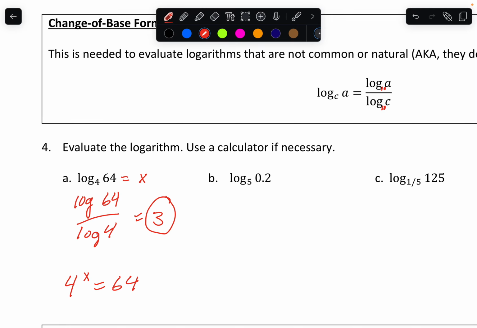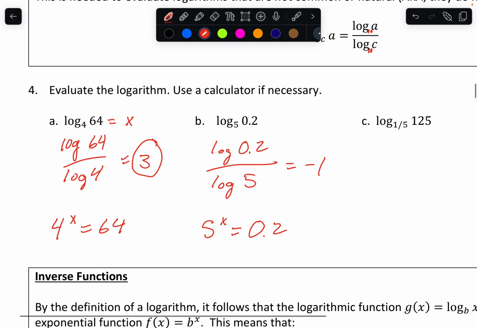Same thing with the second one. We can do log of 0.2 divided by the log of 5. That's just a formula that works to help us solve for logs. So log of 0.2, make sure you put parentheses in there, divided by the log of 5, and we get negative 1. And again, the question here is 5 raised to what power gives me 0.2?